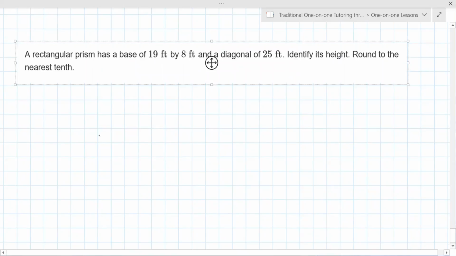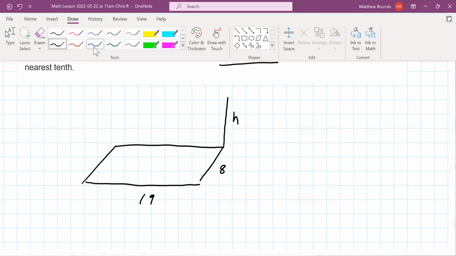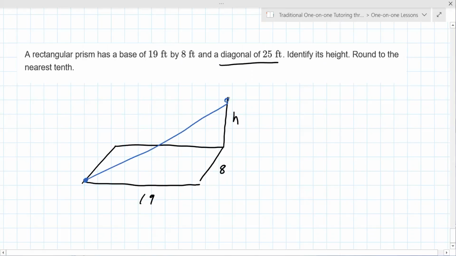So it says a rectangular prism has a base of 19 by 8. So this is 19 and this is 8. I'm drawing kind of a square pushed over. And then here's the height. When they say diagonal, what they're referring to is the distance from here all the way up to here. So what we really need is this part across the triangle. This part across the triangle is 19 squared plus 8 squared, square rooted. That's the Pythagorean theorem part, right? You square A, you square B, and you square root it.